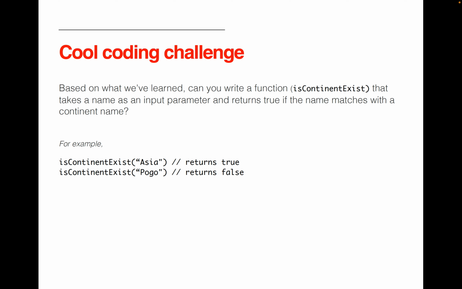Now, in this example, we can see that if our function name is continent exist and we pass Asia as our continent name, the expected output is to return true. And similarly, if we call our function is continent exist but with a different continent name, Pogo, our function should return back a false. So in this example, you would be creating a function and you would be using most of the topics that we just discussed.